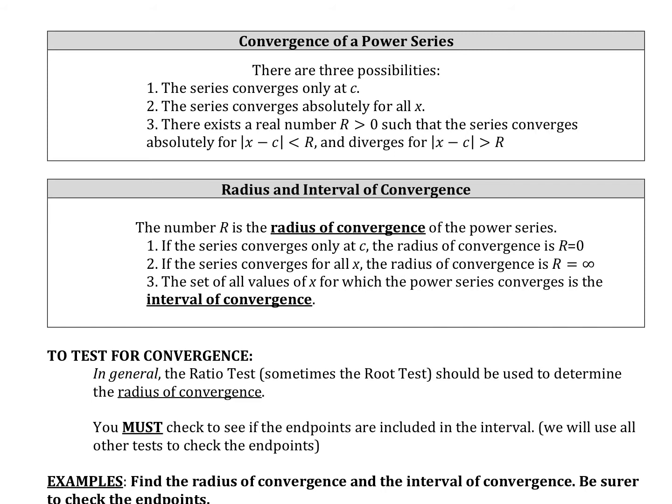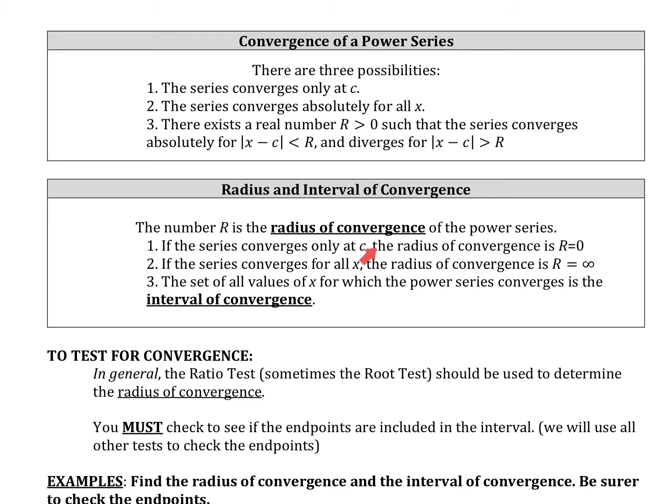And the third possibility is that there exists some number, r, that is greater than 0. And it gives us 2 scenarios. If the absolute value of x minus c is less than that r, then we say the series converges absolutely. But we say the series diverges if the absolute value of x minus c is greater than r. So what is r? R is what we call the radius of convergence of a power series. So there's the three possibilities.